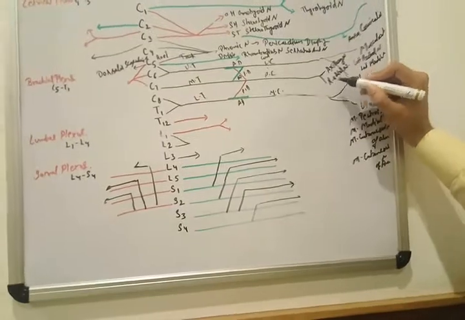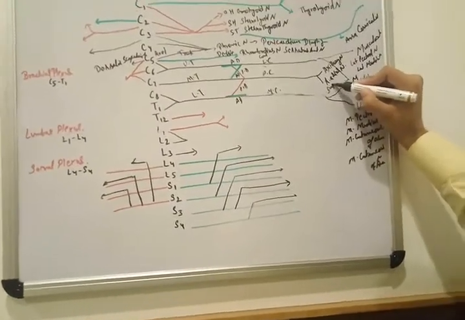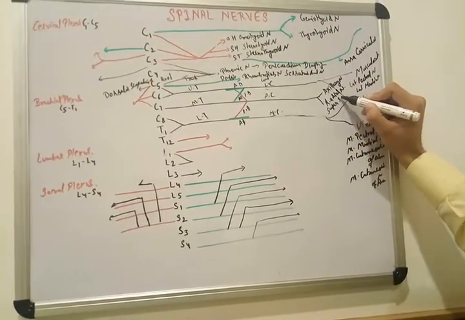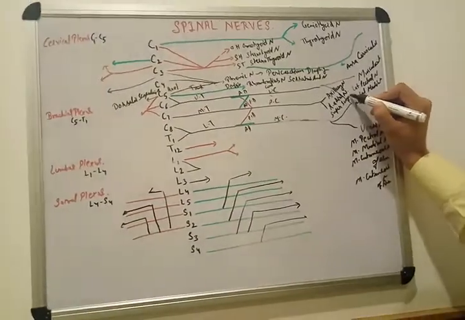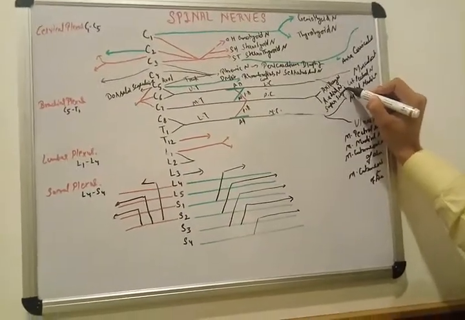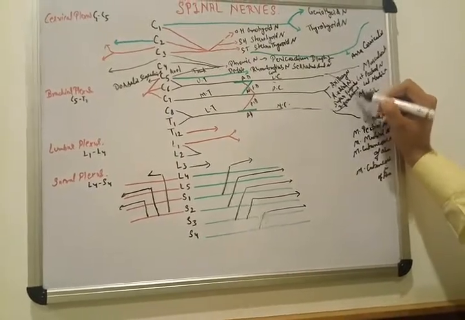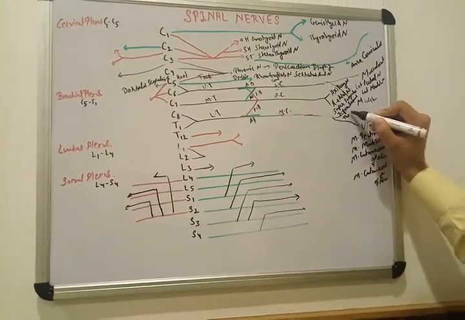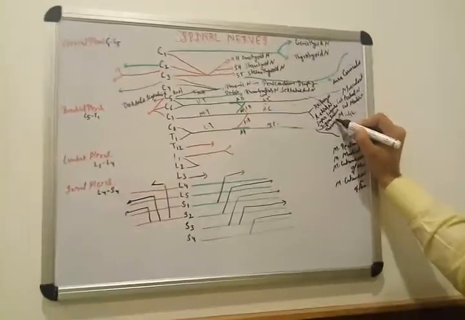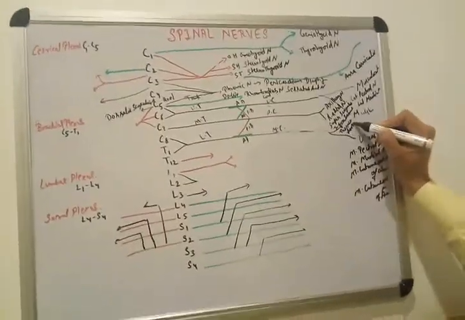And what else? Superior scapular nerve, suprascapular nerve, infrascapular nerve, and thoracodorsal nerves. So these are the 5 branches. So brachial plexus is over.